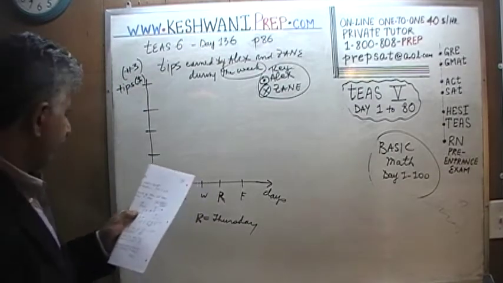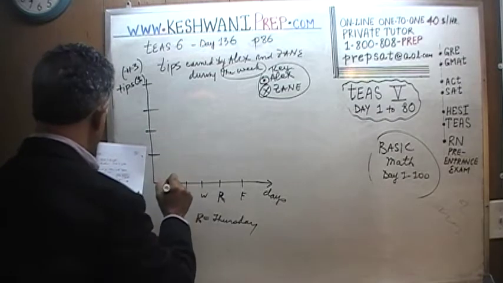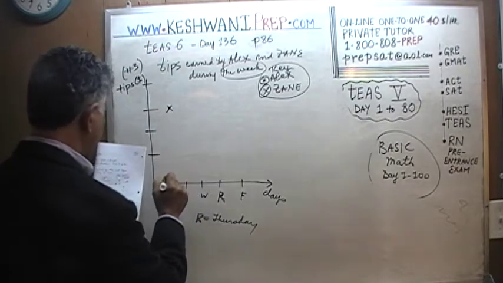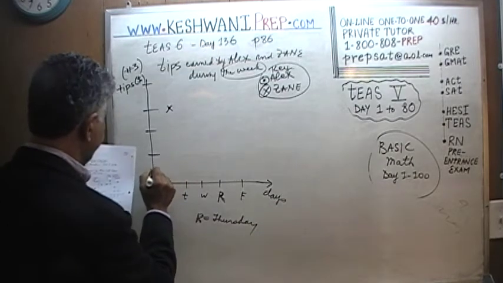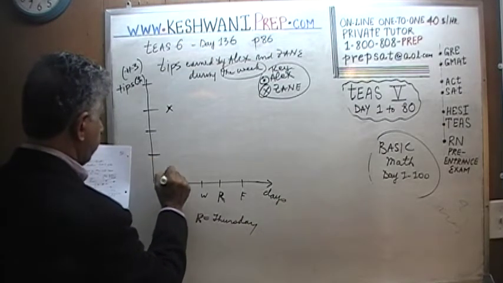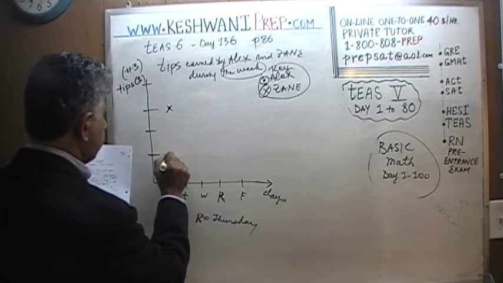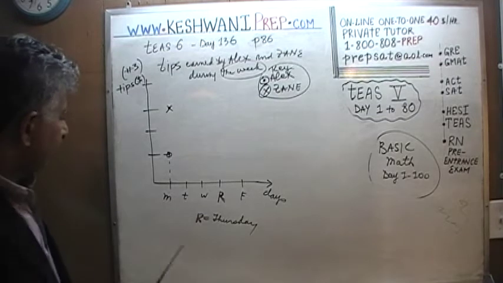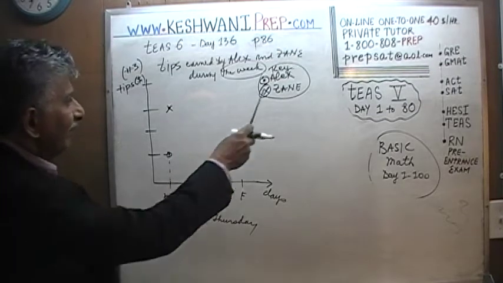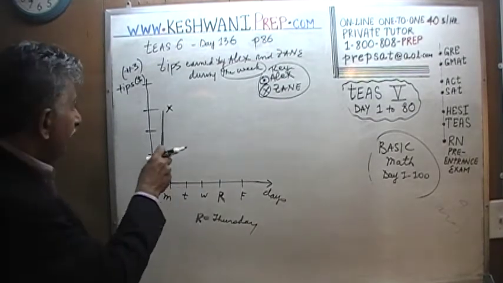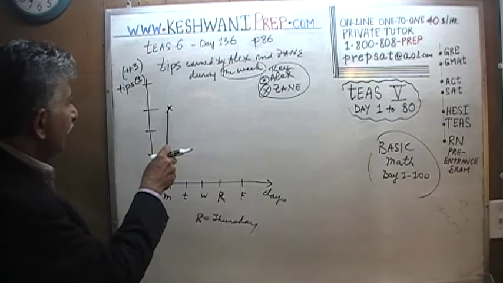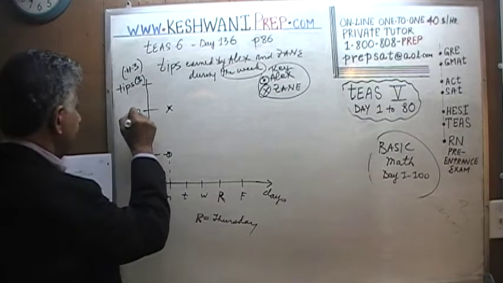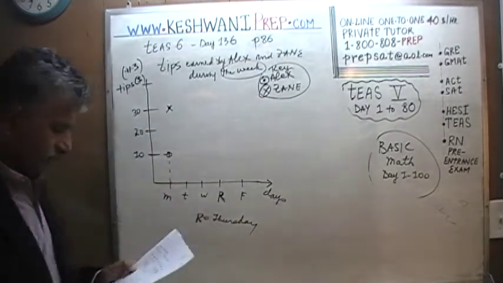The first one appears at 30. At 30 for Monday, it appears as a cross, and then we have a dot at 10. What does it tell us? It tells us that on Monday, dot represents Alex. Alex has $10 in tips, and a cross appears at 30. This is 10, 20, 30. Zane had $30 in tips.